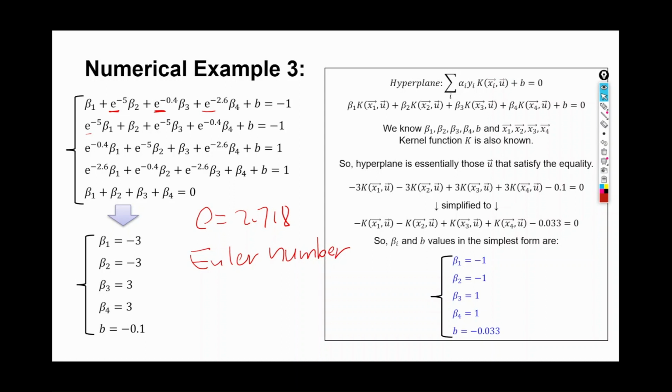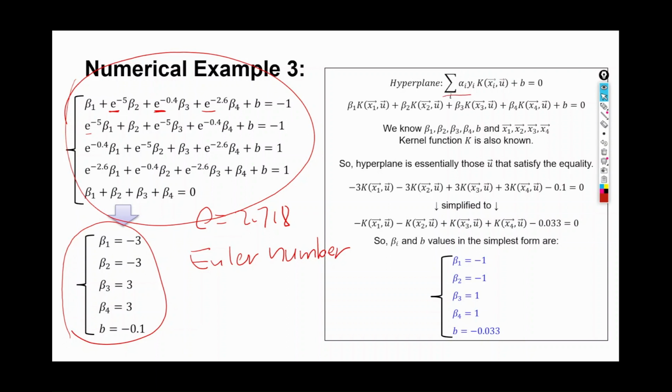Then you can solve it. You plug in all these 5 equations into a solver, and we can get beta 1 as -3, beta 2 as -3, beta 3 as 3, beta 4 as 3, and b value as -0.1. Then our hyperplane is in this form.